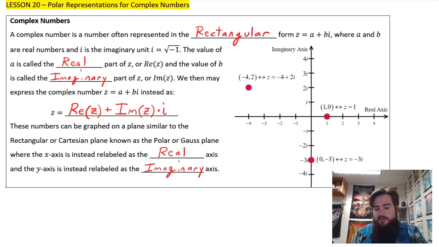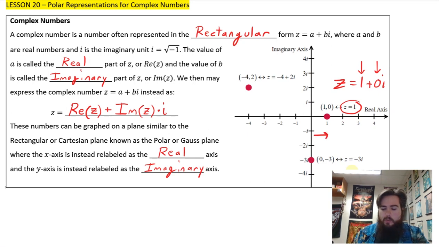So for example, if we were talking about the complex number 1, or if you write that out fully as a plus bi, that is 1 plus 0i, that means you have 1 in the real direction and 0 in the imaginary direction. So that means we are going to go 1 to the right and 0 up or down. That leaves us with our point on the x-axis there.